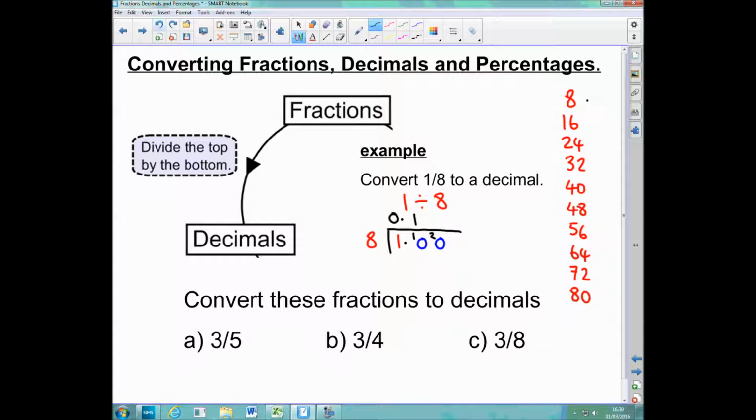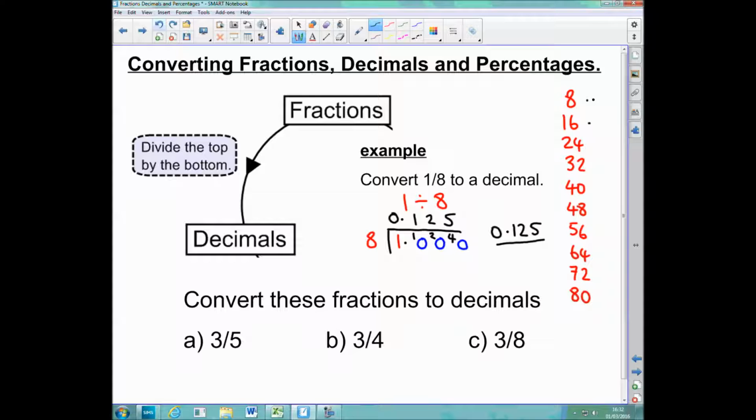So now I'm going to look and say, how many 8s go into 20? So 2 8s go into 20, which gives me 16. And I've got 4 left over. Remember to put that on a new 0. So lastly, I'm going to say, how many 8s go into 40? And that's 5. Now, because I've got no remainder, that means I'm finished. And 1/8 actually is 0.125.